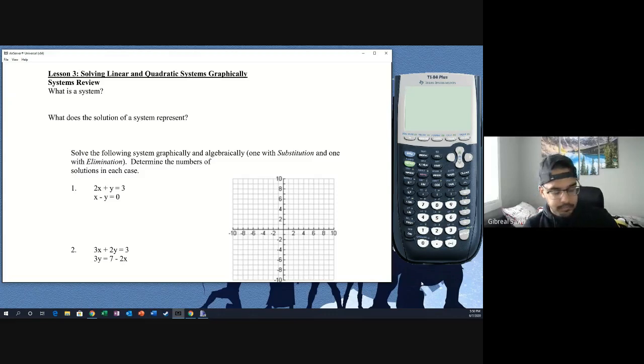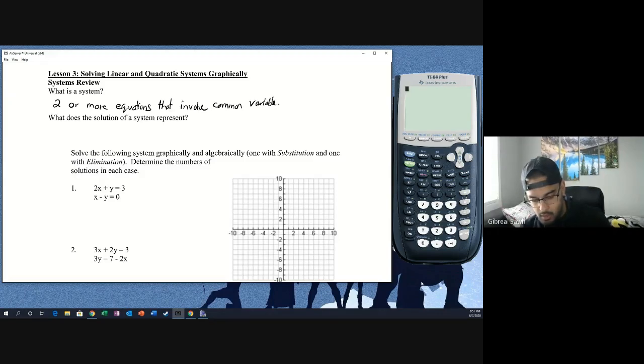Now, a system is going to be two or more equations that involve common variables. Variables, plural. So equations that use x and y are usually going to be your most common. As long as you have a bunch of equations that use those same variables, we say those equations form a system.